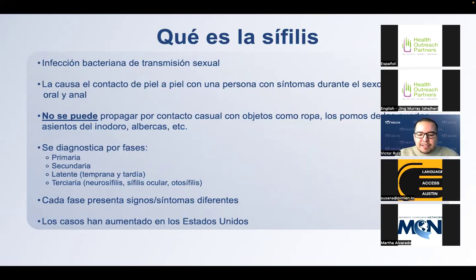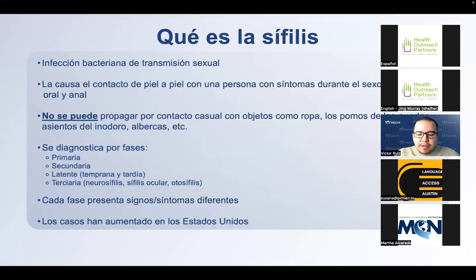Syphilis is unique in that it has several different stages at which it can be diagnosed, such as primary syphilis, secondary, early latent, late latent, tertiary, which includes neurosyphilis, ocular, and otic. Each stage has different signs and symptoms, and we will discuss it briefly today, but we will go more in depth again next webinar.